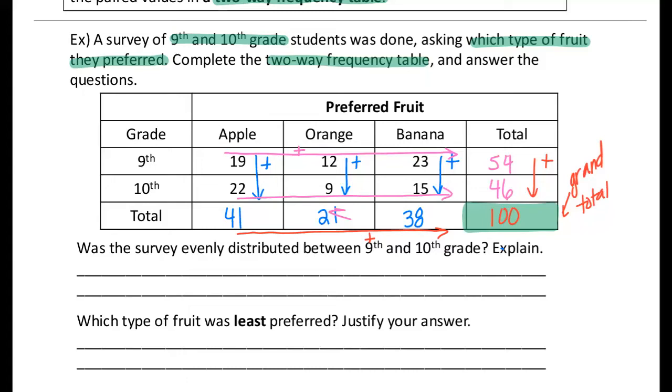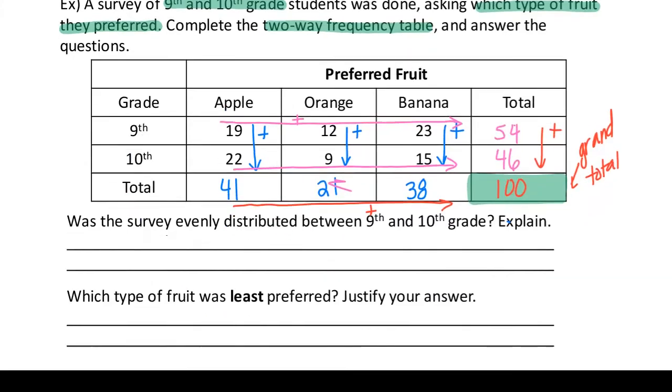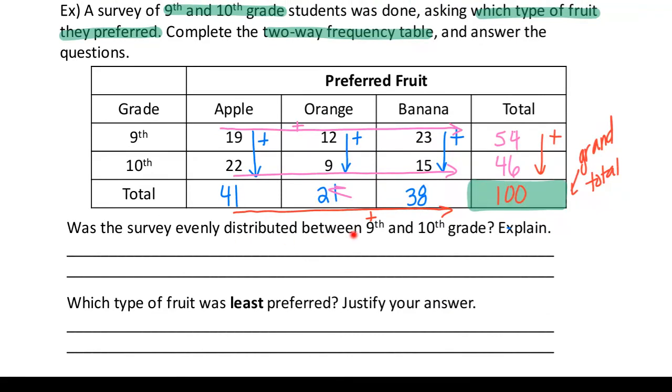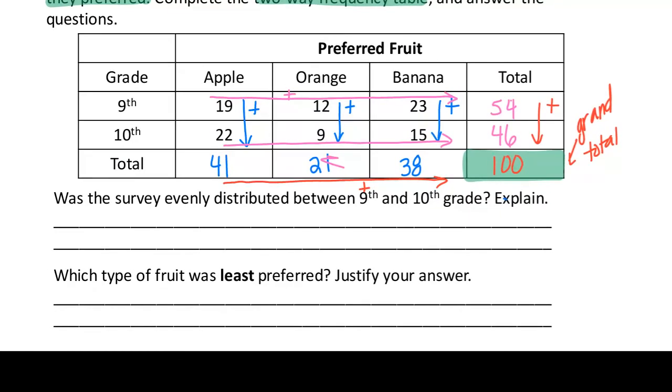So now that our table is complete, we have to answer these questions down here. It says, was the survey evenly distributed between 9th and 10th grade students? So if I look at the total for 9th graders, I have 54 students. And for 10th graders, we have 46. So is that even? Are they evenly distributed? No. I have more of which grade level were asked? 9th graders. So we're going to say no.